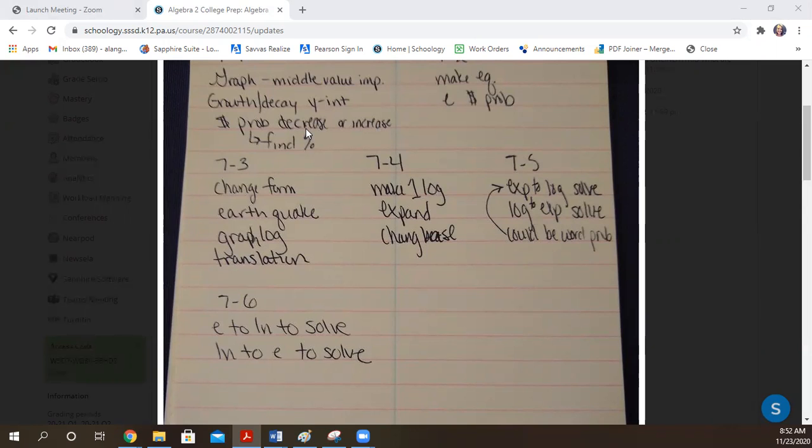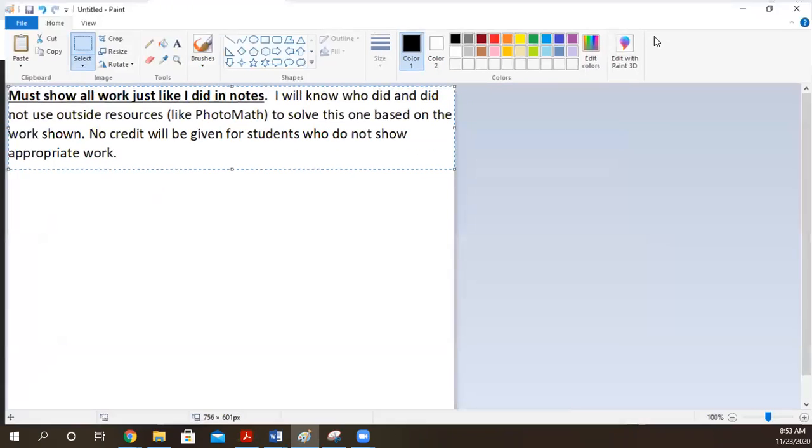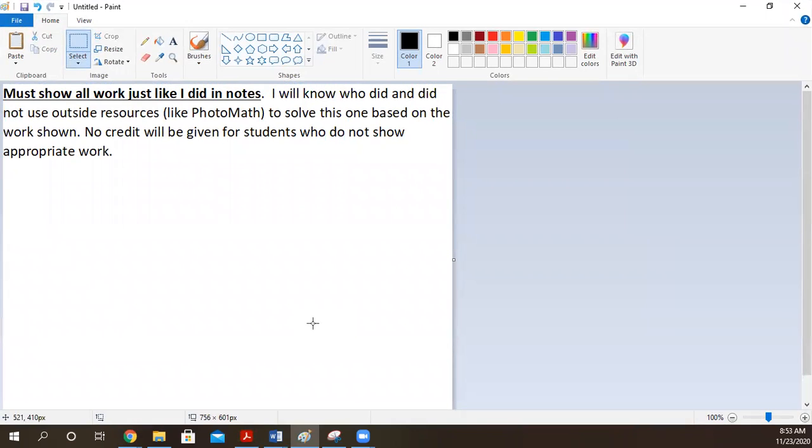Remember, with the online one or the hybrid one, you can use your notes, your review, and your homeworks. There's a couple of them right here, like when you use exponents to solve logs or logs to solve exponents. All right, let me zoom in here so you can see. I'll just copy it, put it in Paint. There you go.